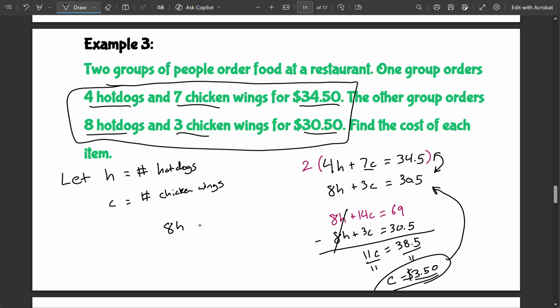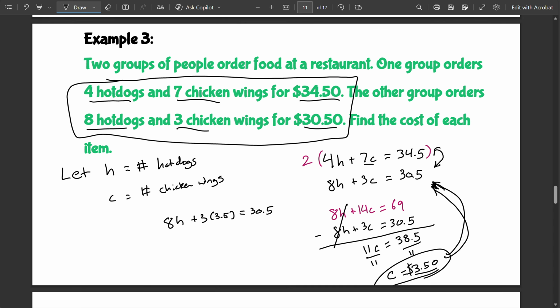So 8H, we don't know the hot dogs yet, plus 3, I'm plugging in C equals 3.5 for C in this equation. So 3.5 goes here, equals 30.5. And now I'm just going to evaluate and solve. So 8H plus 10.5 equals 30.5. Subtract 10.5 from both sides.